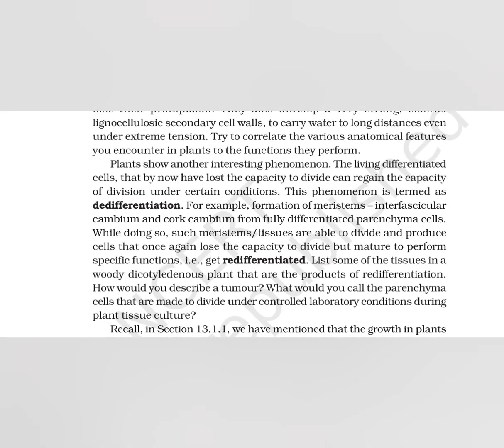Plants show another interesting phenomenon. The living differentiated cells that by now have lost the capacity to divide can regain the capacity of division under certain conditions. This phenomenon is termed de-differentiation. For example, formation of meristems, interfascicular cambium and cork cambium from fully differentiated parenchyma cells. While doing so, such meristems or tissues are able to divide and produce cells that once again lose the capacity to divide but mature to perform specific functions, that is, get redifferentiated.